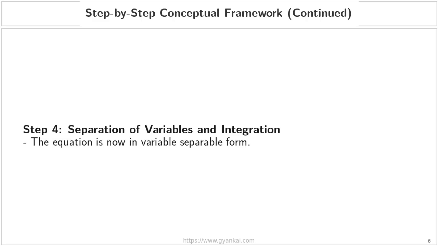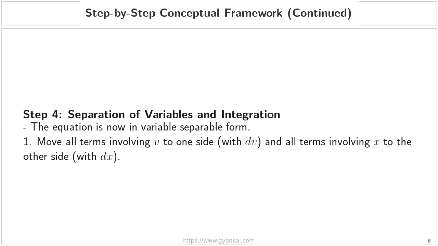Step-by-step conceptual framework, continued. Now that we have successfully transformed our original equation into a new form using our substitution, we move on to step 4, which is the separation of variables and integration. As you saw in the previous slide, the substitution process has stripped away the complexity, and the equation is now in a variable separable form. This means we can now use the standard techniques we learned earlier in the course.